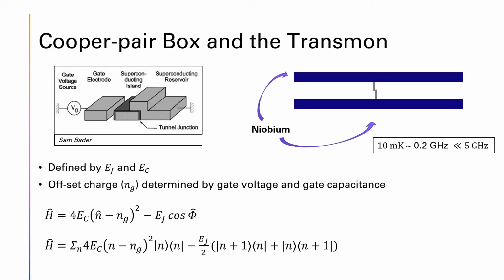The transmon is when EJ over EC is equal to 50. To reach this, the junction is shunted by a large superconducting plate capacitor, sufficiently decreasing the EC coefficient. In our case, the transmon uses niobium. And like I said before, the temperature of the system is around 10 millikelvin, and this is to suppress thermal fluctuations in a circuit that typically operates at about 5 gigahertz.